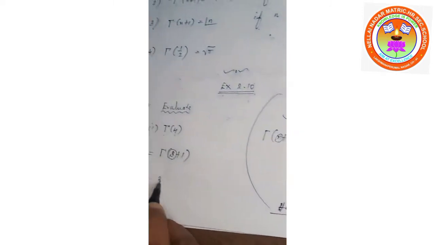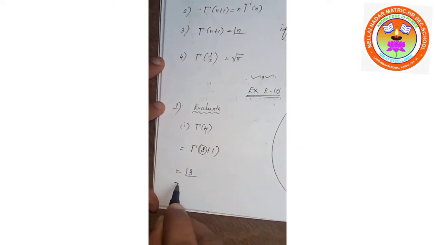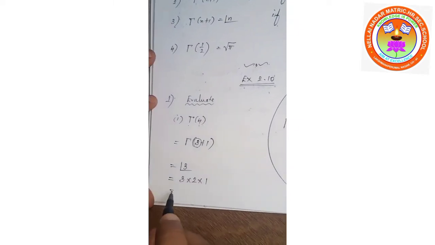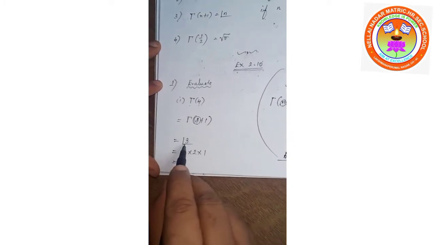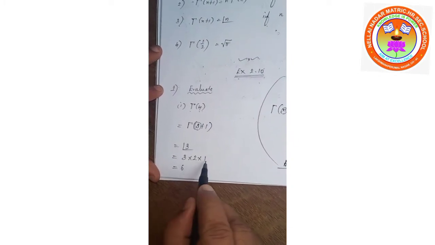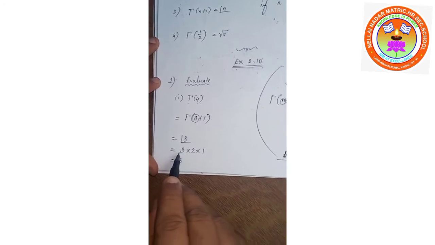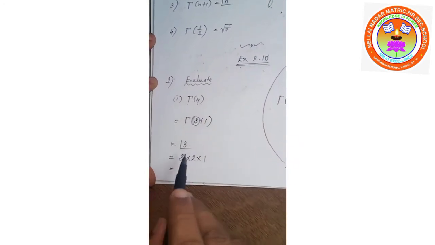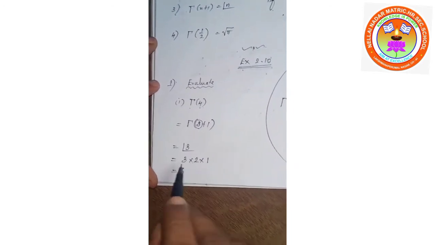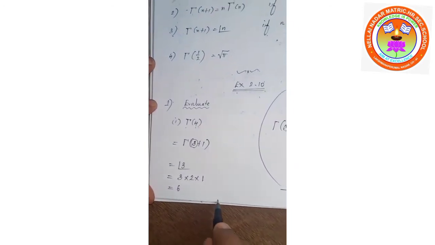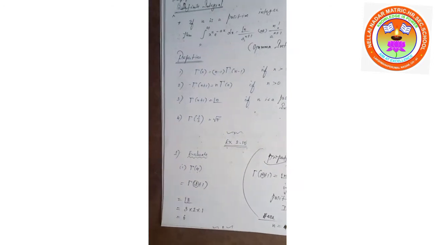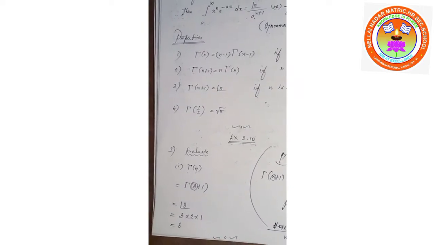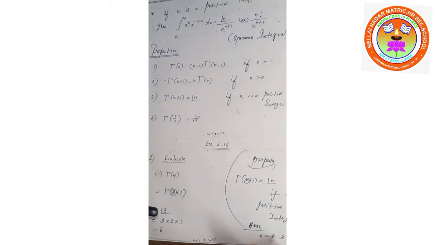So the answer is 3 factorial. 3 factorial can be written as 3 into 2 into 1, that is equal to 6. Factorial n is a continuous product of natural numbers: n into n minus 1 into n minus 2, going on up to 1. So factorial 3 means 3 into 2 into 1; 3 twos are 6, 6 ones are 6. So problem number 1, first subdivision is over. I'll be teaching problem number 1, second subdivision in the next video.